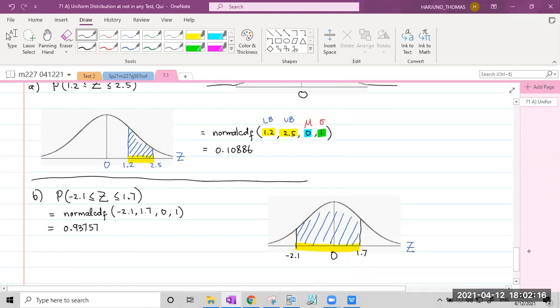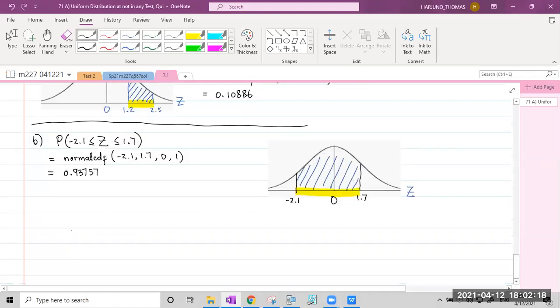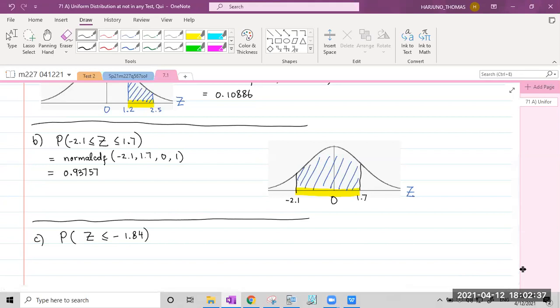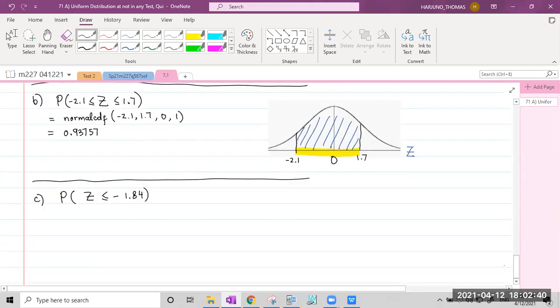Okay, let's go on. What happens if we don't have a lower bound? Let's say, for example, I want to find the probability that Z is less than or equal to negative 1.84, to the left of negative 1.84. Now let's take a look first at the standard normal distribution.